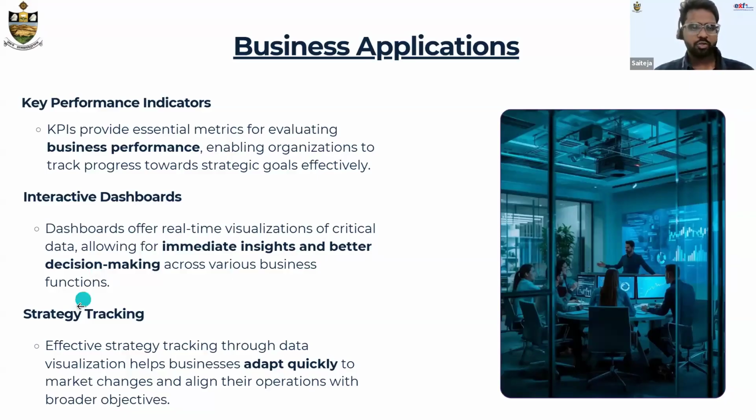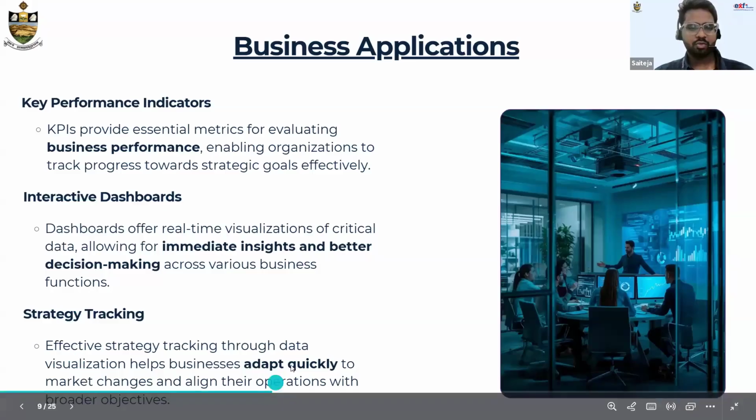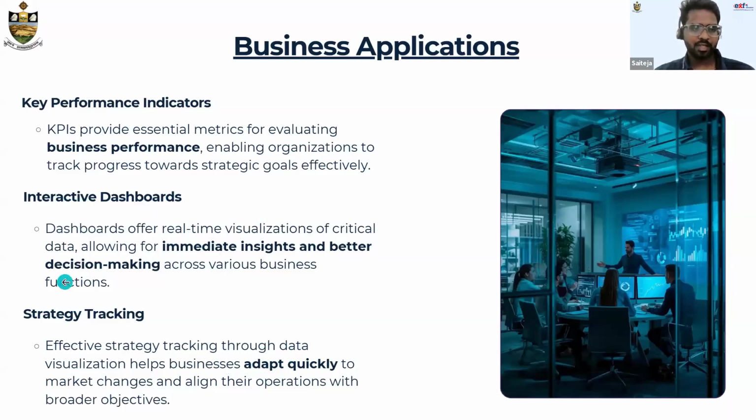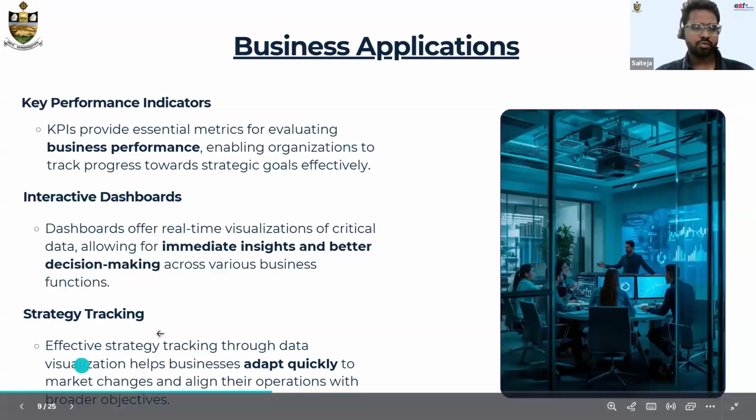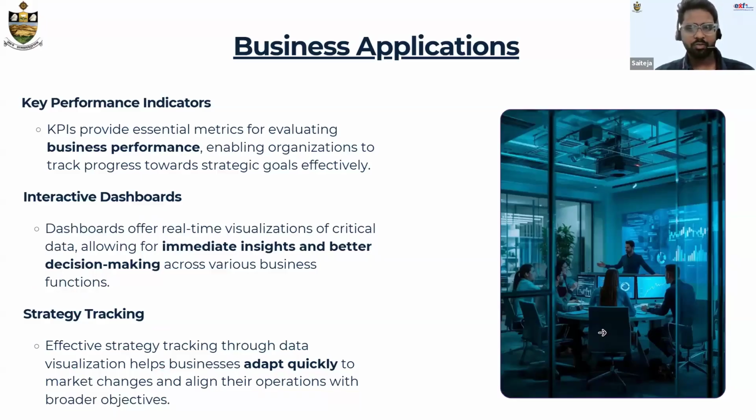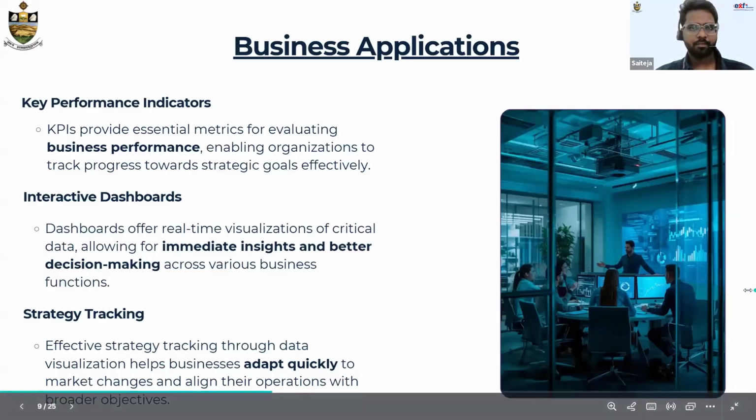That's it. So strategy tracking, as we have mentioned, is adapting to the current market. Right. So in order to plan things well, you need to analyze what's happening and what needs to be done. So it is nothing but strategy tracking, right? It helps businesses adapt quickly to market changes and market volatility.